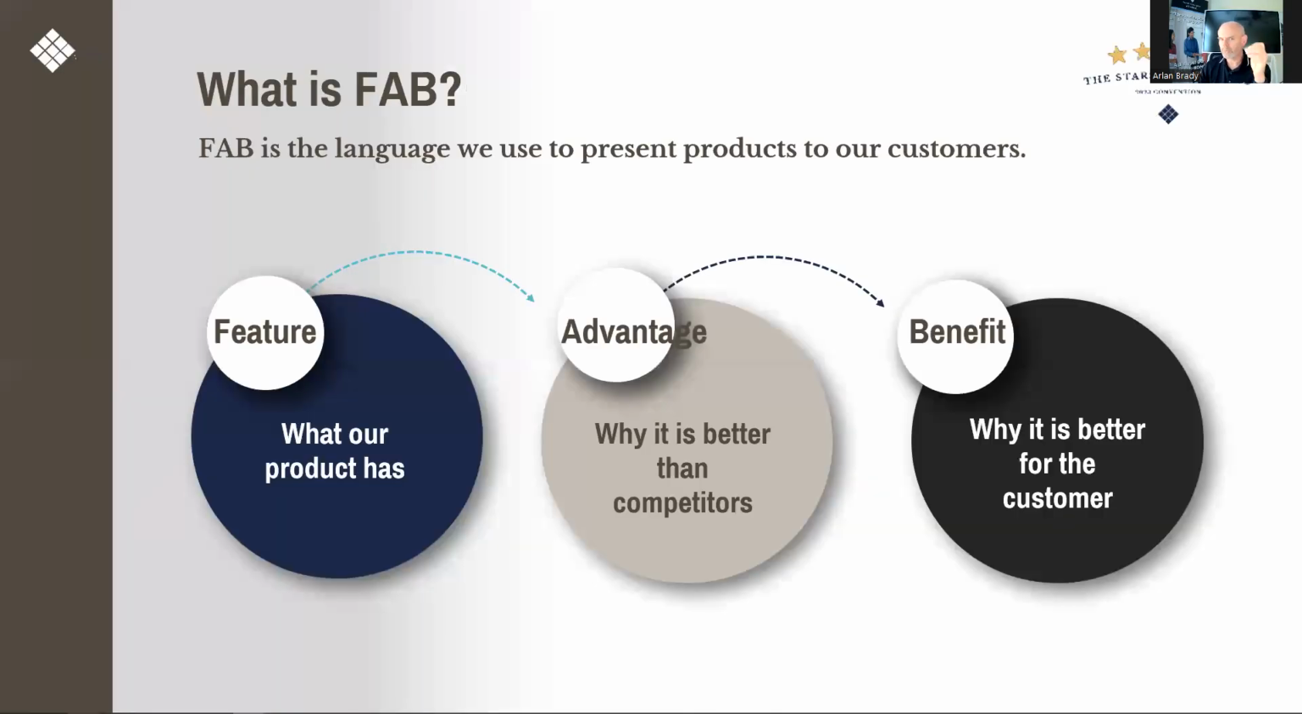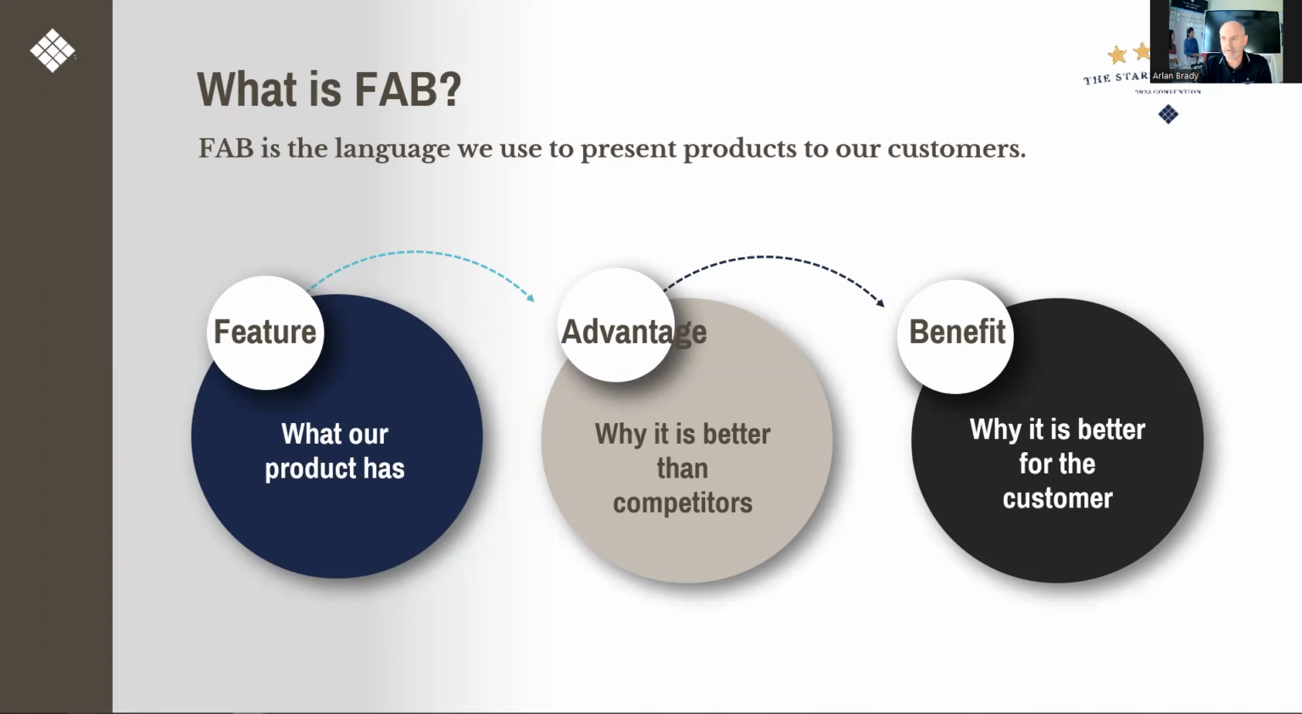So let's first back up and say, what is FAB? FAB, features, advantages, and benefits, is the language that we use in order to present products to our customers. A feature is the name of it. So a feature is R2X. That's what the product has. That's the name of the feature. That's what it is, right? So a feature of this particular carpet is it has R2X.